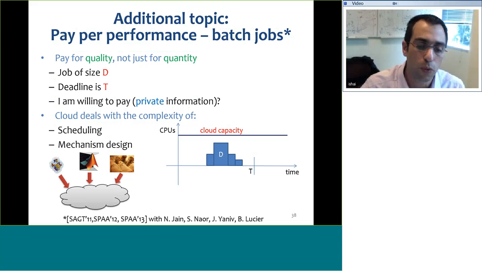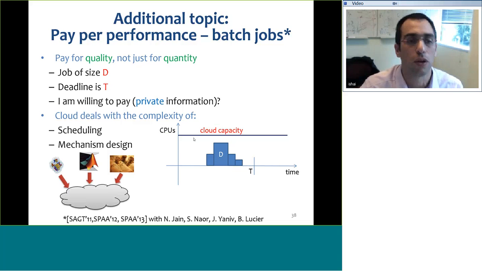In a line of work with these co-authors, we consider a different mechanism in which you pay for quality. What you care about is not that you're getting 5 machines. What you care about is that, for example, in the batch context, you have a job that requires a certain amount of CPU cycles, CPU hours. And you don't care exactly how you'll be allocated these resources as long as you get enough resources by a certain deadline.